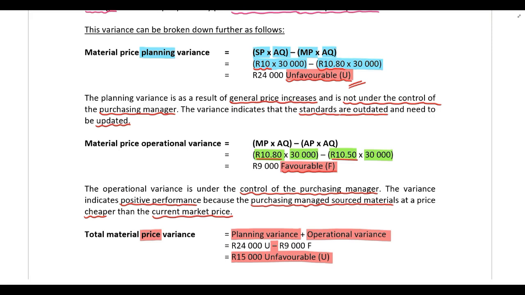The purchasing manager still sourced material at a price cheaper than the current market price. So only the operational variance is under his control. So if we are trying to determine whether or not he should be paid a bonus, he should be paid a bonus because he actually sourced material at a price cheaper than the current market price.